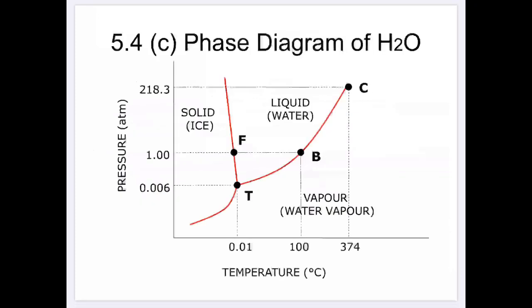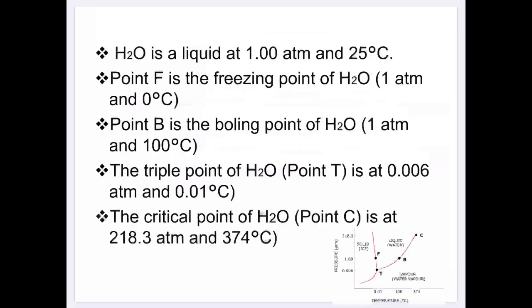The following diagram shows the phase diagram of water. From the phase diagram, we can know that H2O is a liquid at 1 atm and 25 degrees Celsius. Point F is the freezing point of H2O, 1 atm and 0 degrees Celsius. Point B is the boiling point of H2O, 1 atm and 100 degrees Celsius.